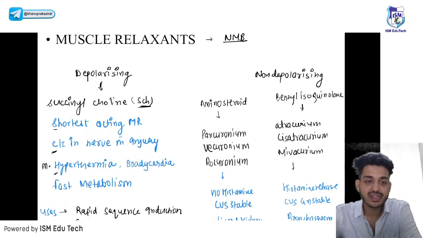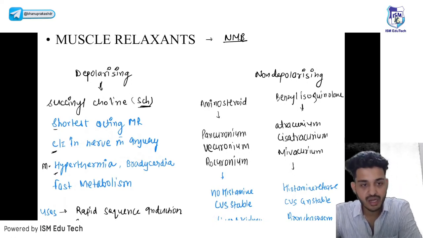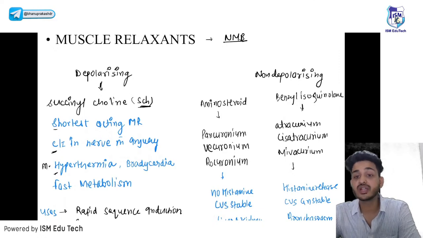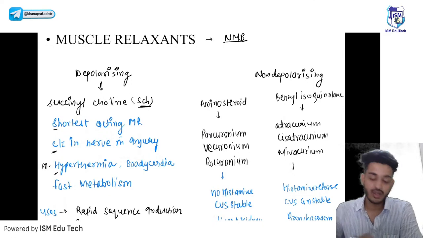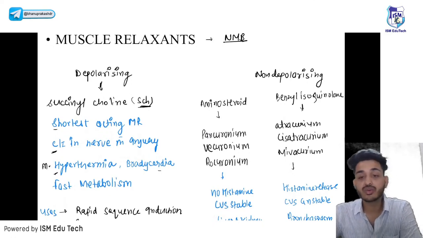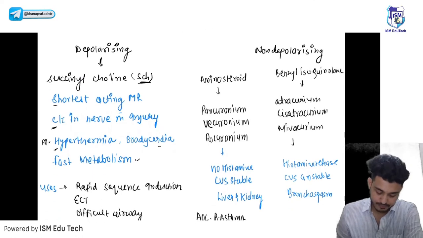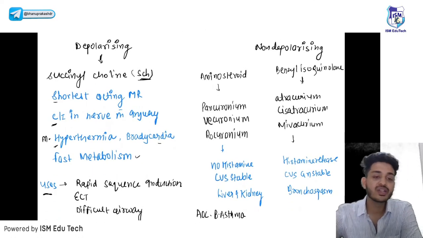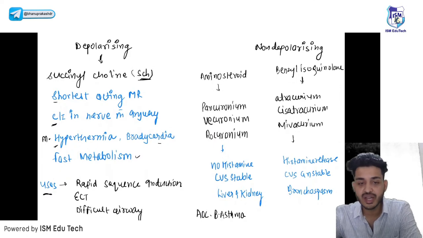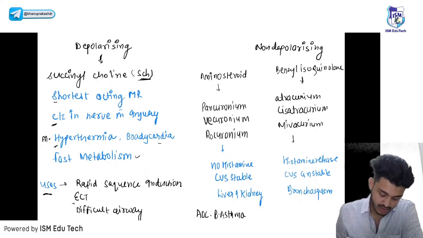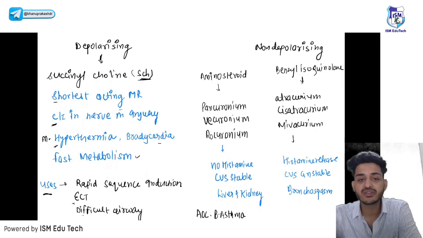So for succinylcholine, three things you should remember: short acting muscle relaxant, contraindicated in nerve and muscle injury, and can cause malignant hyperthermia. It can also cause bradycardia. It is very quickly metabolized. Where do we use it? We use it in rapid sequence induction, electroconvulsive therapy (ECT), and difficult airway.